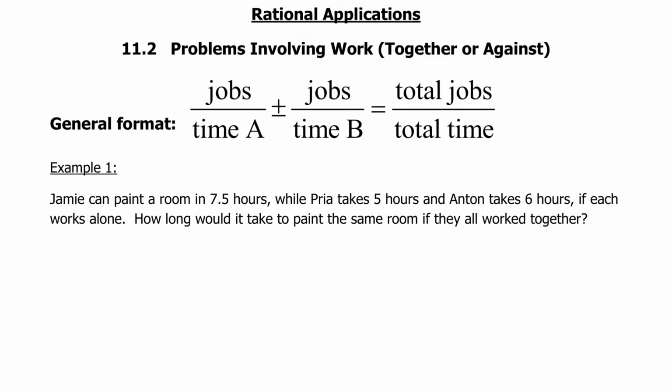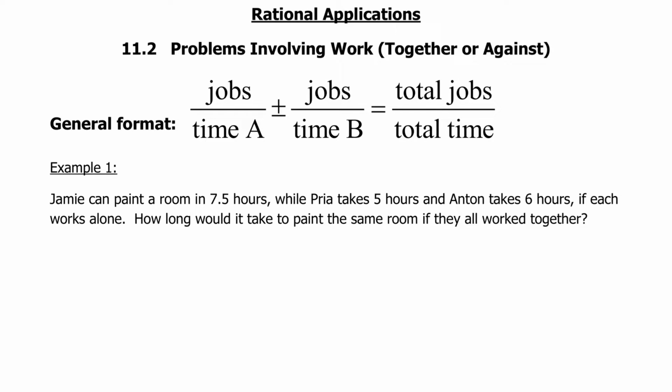You're going to take the number of jobs that person A can complete divided by the time that it takes person A, and then add to it the person B information, and then set it equal to the total jobs and the total time. So here's an example of a problem that would take up this format. It says Jamie can paint a room in 7.5 hours, while Priya takes 5 hours and Anton takes 6 hours. If each works alone, how long would it take to paint the same room if they all work together?